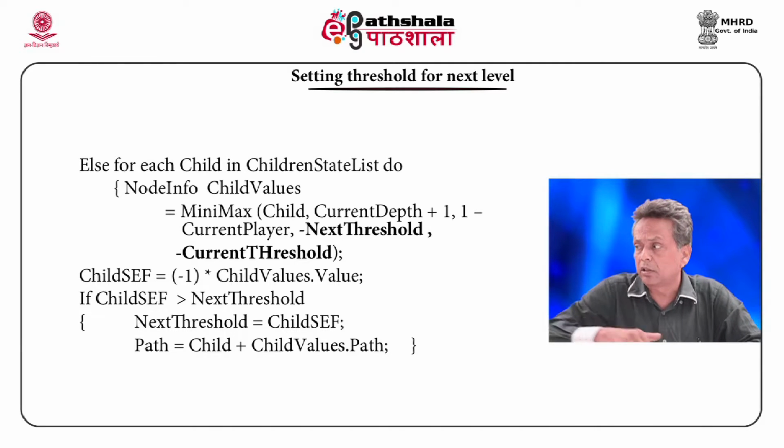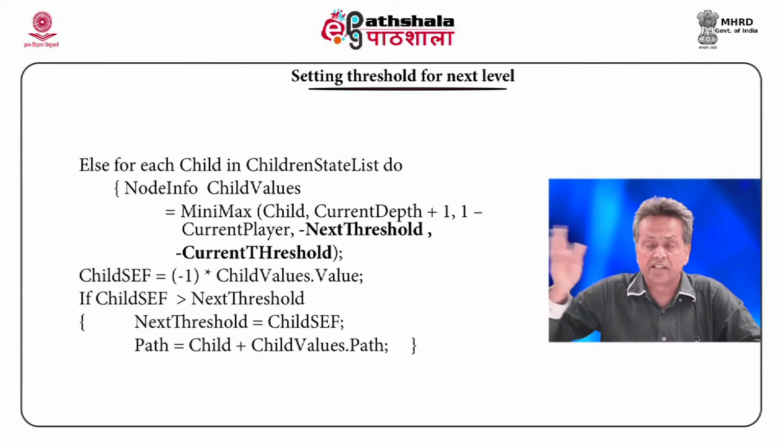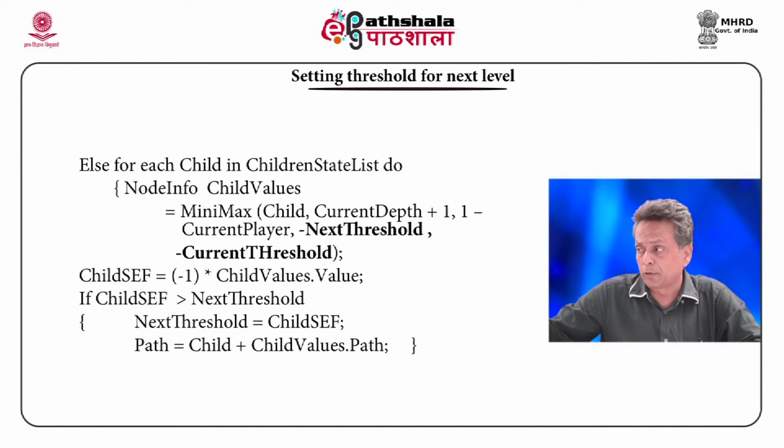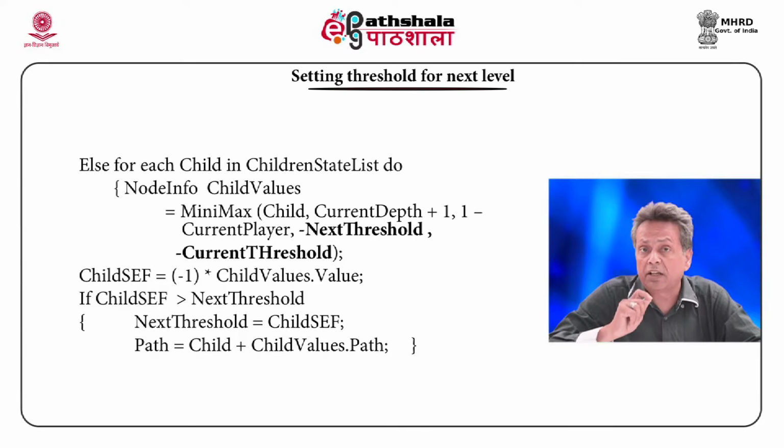But then there are two important differences. Again, we are adding depth by 1, we are changing the player, but you can see that the positions of current and next threshold are exchanged and values are negated. Let me repeat why we are doing it.